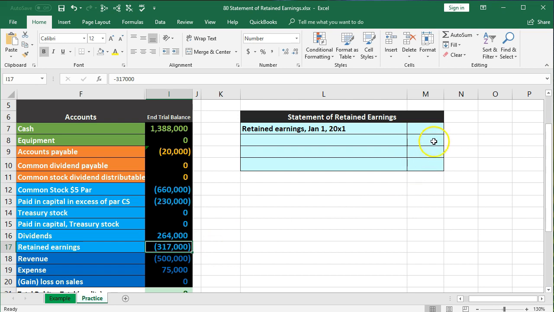So we're going to use that. That's going to be our beginning. I don't want it to be negative, so I'm going to flip the sign by saying negative of that number. So we're going to pull that number in. That's going to be our beginning number.